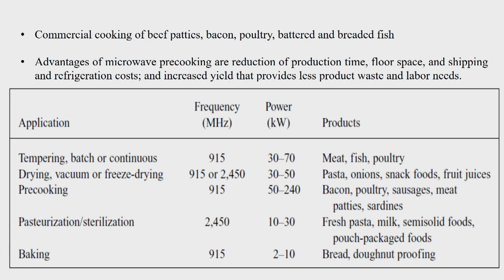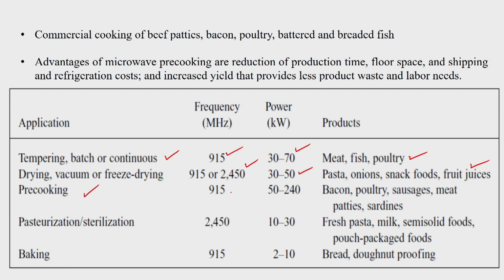So, these are the different applications, what your frequency and power range should be, and what products can be processed. For tempering, batch or continuous, the frequency range is 915, the power range is 30 to 70 kilowatts. The processed products are meat, fish, poultry. For drying, vacuum or freeze drying, the frequency range is 915 or 2.4 into 10 to the power of 9 hertz. The power is 30 to 50. Pasta, onion, snack foods and fruit juices are the products.